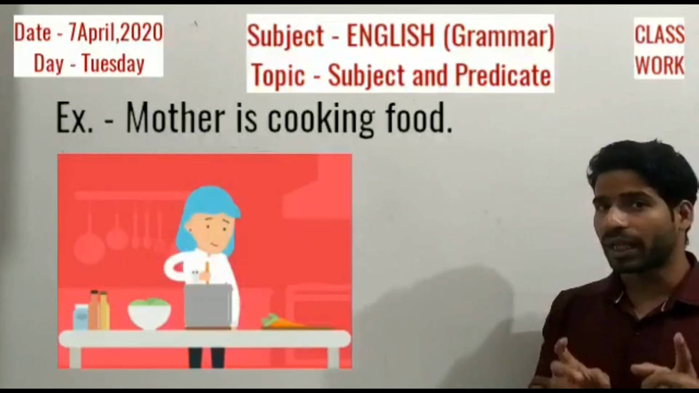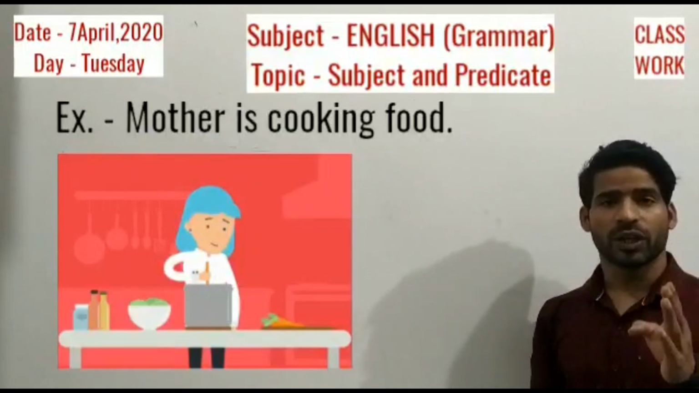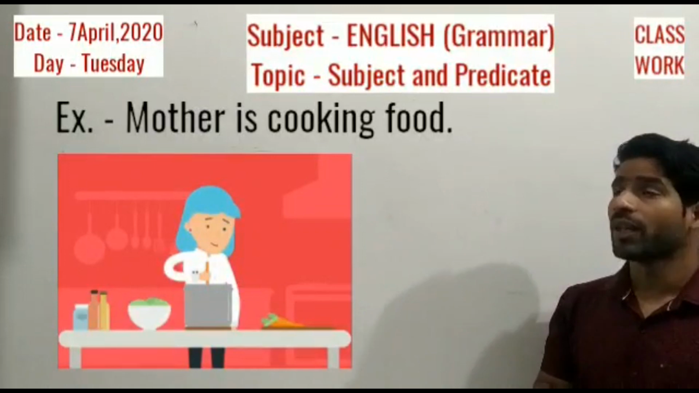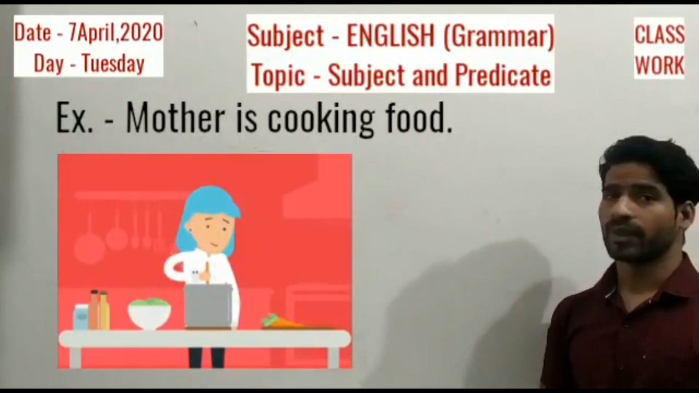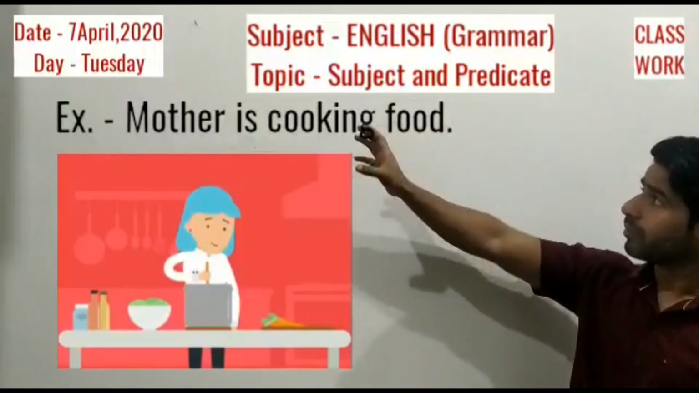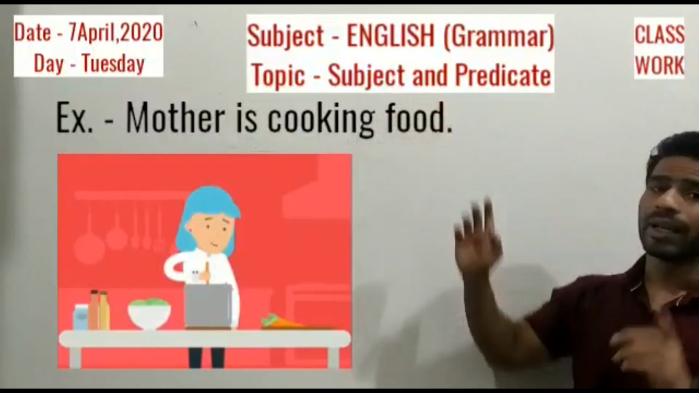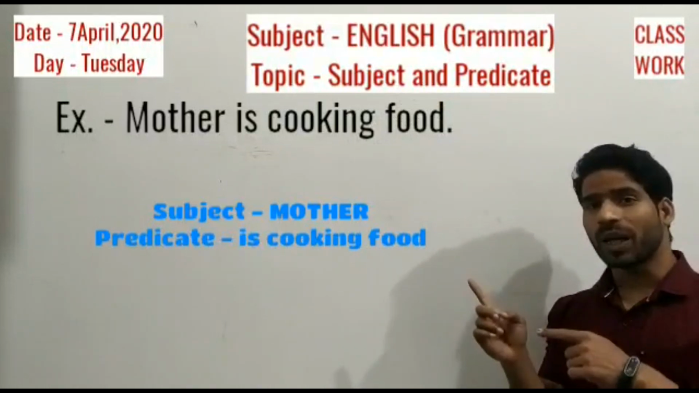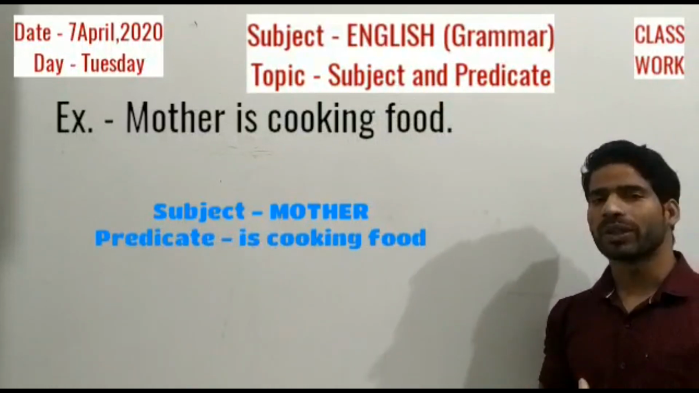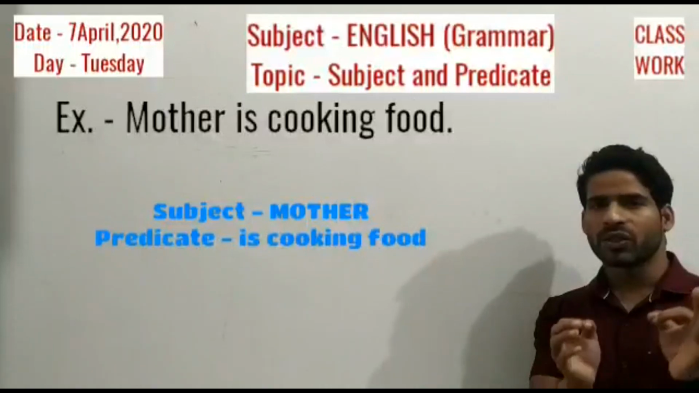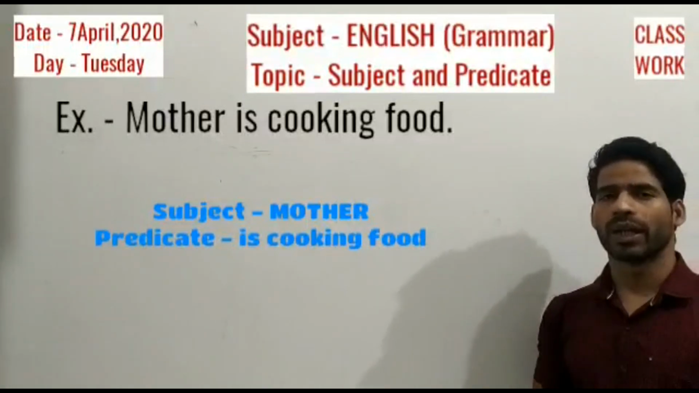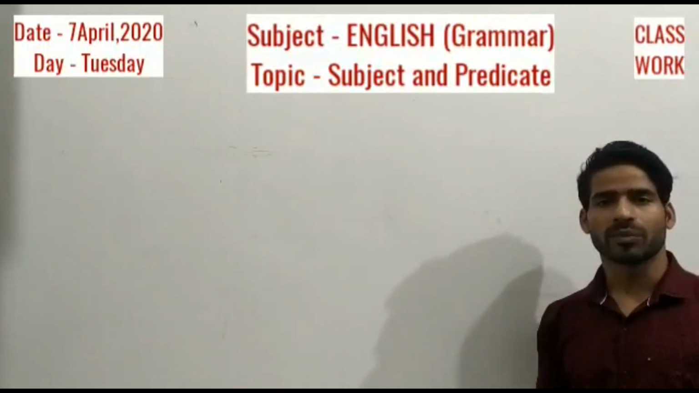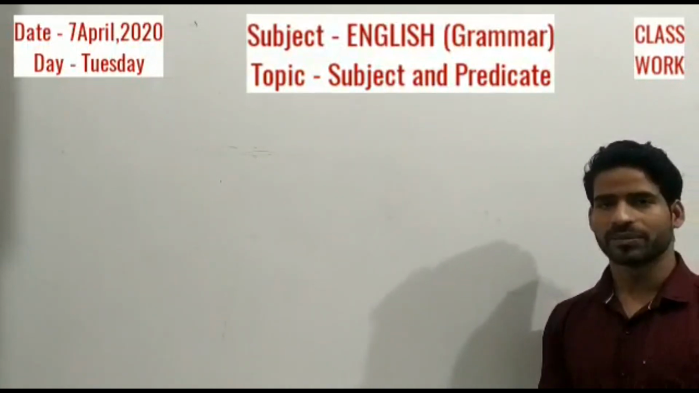Mother is the main part in this sentence, and remember, whichever is the main part in the sentence will become the subject because we are talking about the mother, and the remaining part, cooking the food, is the predicate. Why? Because this part is telling us something about the subject, and all the part which tells us something about the subject is known as predicate. So now I guess it is clear to you what is a subject and what is a predicate, right?